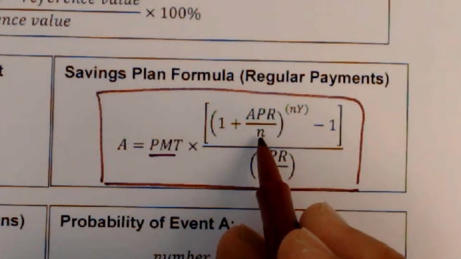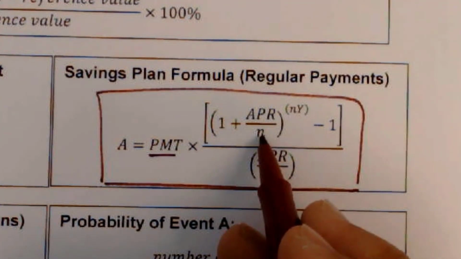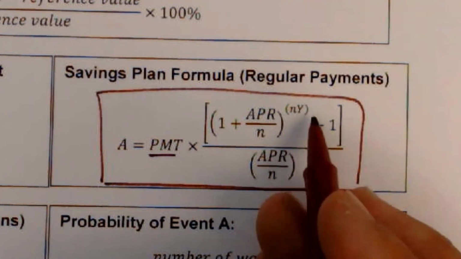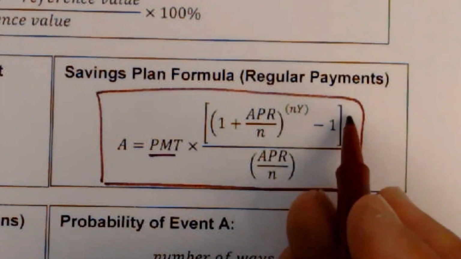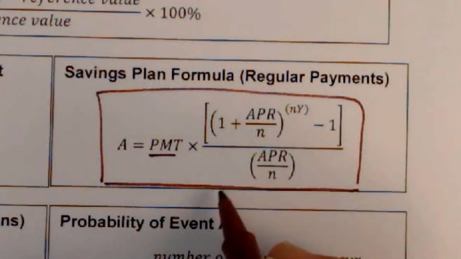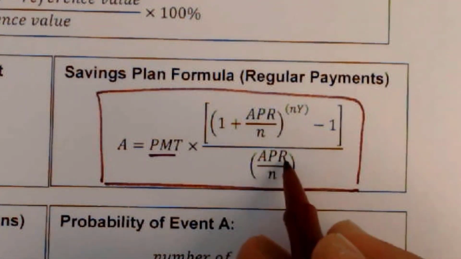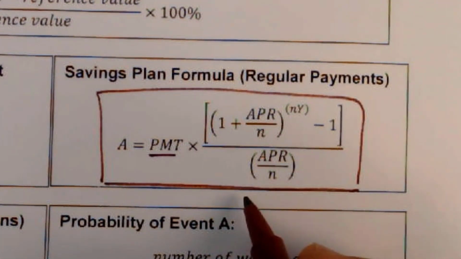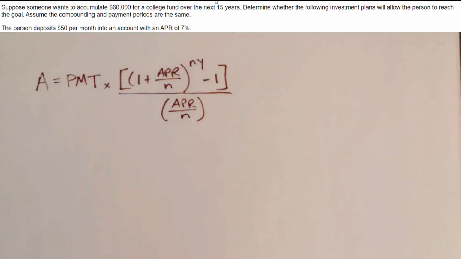N is the number of compounds. We have a payment of $50 per month, so it's going to compound per month, so that'll be 12. And then Y is years, so that'll be 15. Once we get all of this, we're going to subtract 1 from it. That's going to be the numerator within this set of brackets, and then that will be divided by the quantity of the APR, 7%, divided by N. Again, make sure you put 0.07 for that rate. Plug everything in.